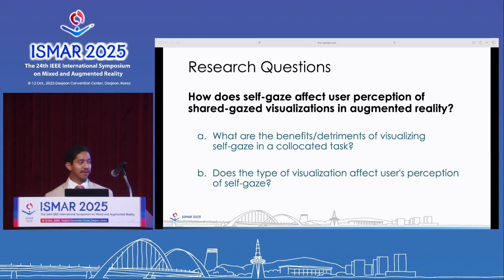So with this in mind, I redeveloped the research questions: how does self-gaze affect user perception of shared gaze visualizations in augmented reality? And additionally, what are the benefits and detriments of visualizing self-gaze in a collocated task? And does the type of visualization, for example, like a gaze ray, gaze hover, highlighting the object itself, affect a user's perception of self-gaze?